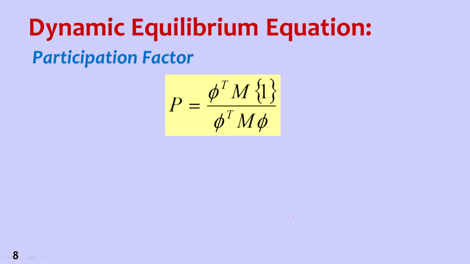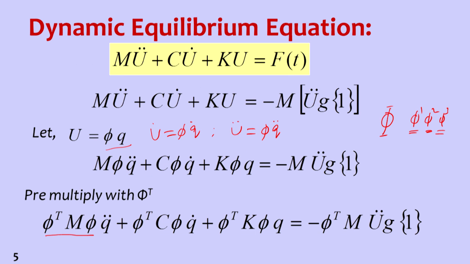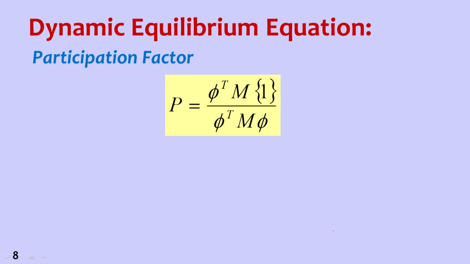So what is the participation factor? Participation factor is phi transpose m 1 by phi transpose m phi. If we look at the equation here and divide the entire thing, it becomes phi transpose m 1 by phi transpose m phi. That is what it is. This is the participation factor.